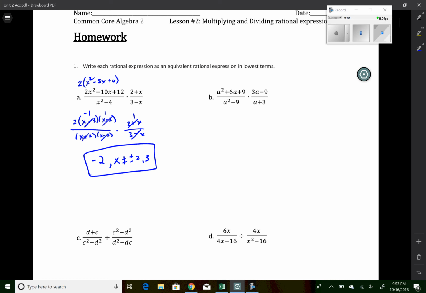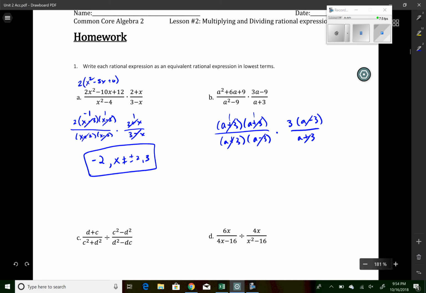For part B, for that first parenthesis, the numerator is going to become a plus 3, a plus 3. The denominator is going to be a plus 3, a minus 3. GCF of 3, a minus 3, and then a plus 3 again. A plus 3 is reduced to 1, a plus 3 is reduced to 1, a minus 3 is reduced to 1. Nothing left here but a 3, and a can't be plus or minus 3. Remember, for those undefined values, we're just looking in the denominator.